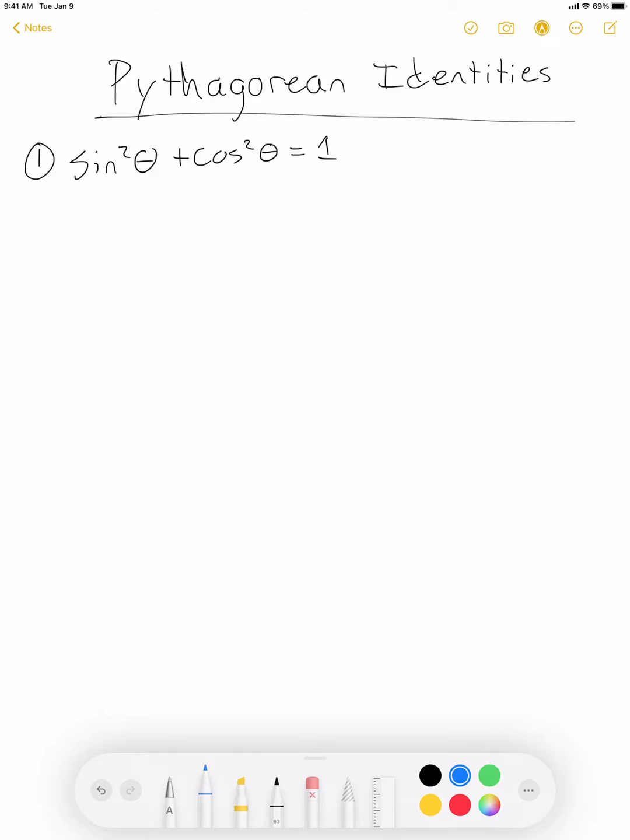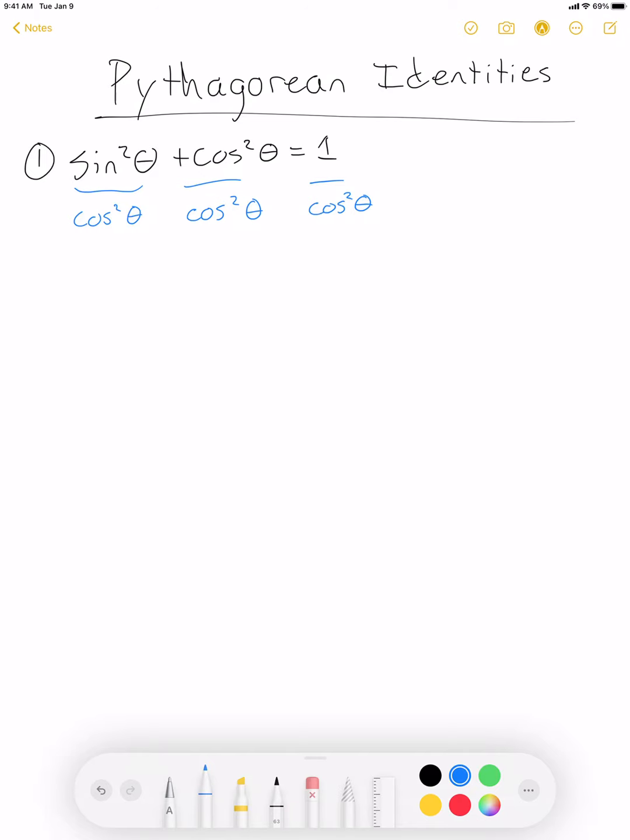And so one way we're going to do this is by dividing each term by cosine squared. So if I divide all three terms by cosine squared, that's going to produce an additional Pythagorean identity.